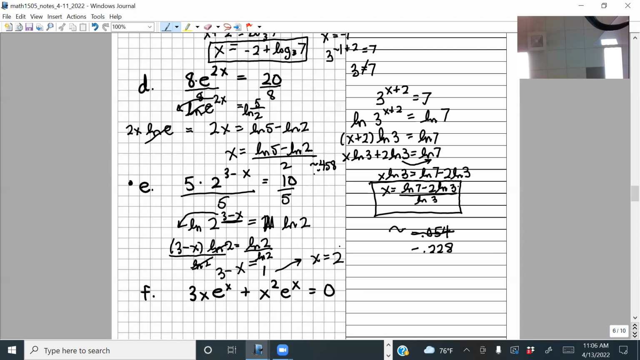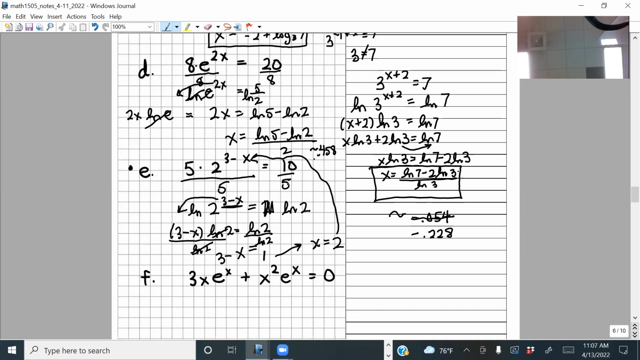You guys can check that. This one's easy to check. If you take that 2 and plug it back in for x in the original equation, you have 5 times 2 to the 3 minus 2. Well, 3 minus 2 is 1, right? So 2 to the 1 is just 2 to the first power. That's 2. So what this boils down to is 5 times 2 is equal to 10, which is correct, right? So we know we got the right answer there. It's x equals 2.